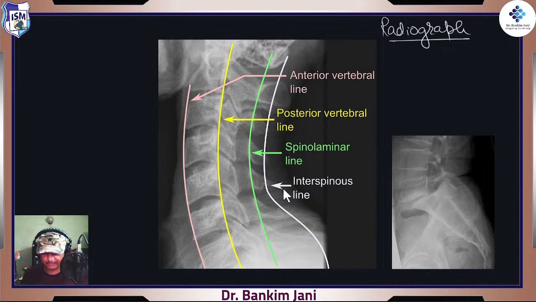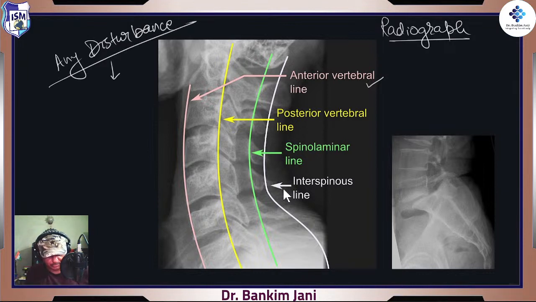Watch for the anterior vertebral line first. The anterior surface of the vertebrae, just join all of them: this is the anterior vertebral line. Similarly, the posterior vertebral line. They follow a very disciplined sequence. Similarly, the laminae: if you collectively see the laminae and the spinous processes, this would be the shape of the spinolaminar line. As long as they are like this, all good. But if this line is broken, it is called incongruency, or simply any disturbance in the line.